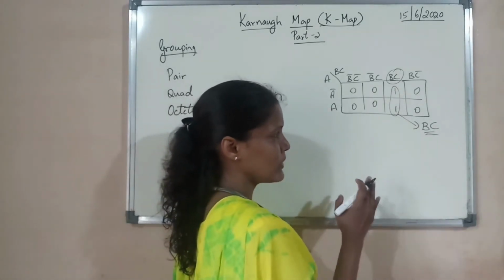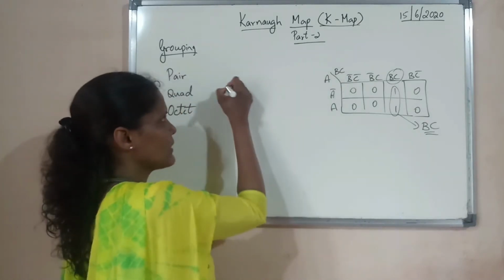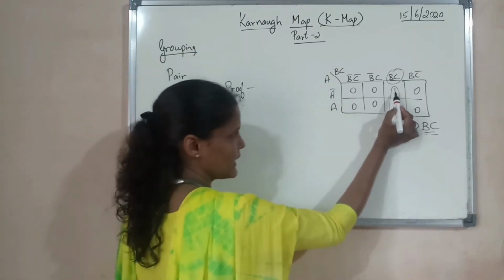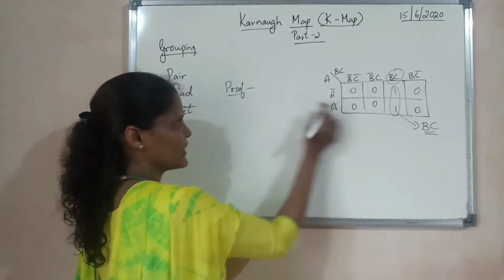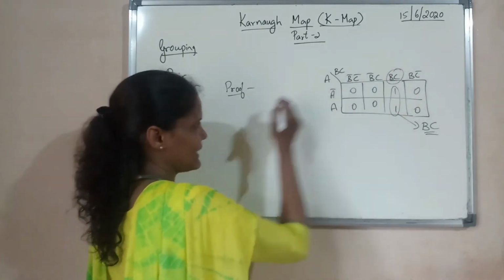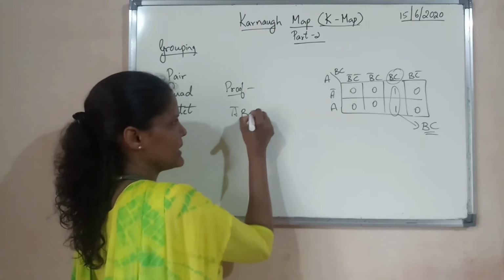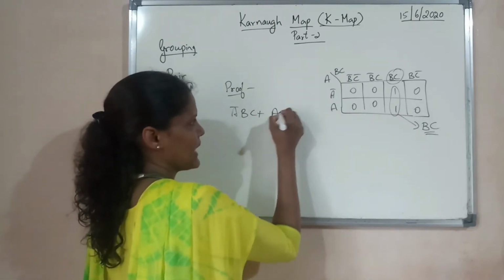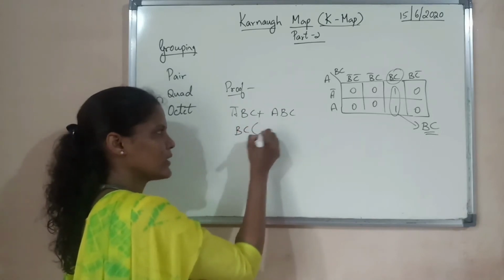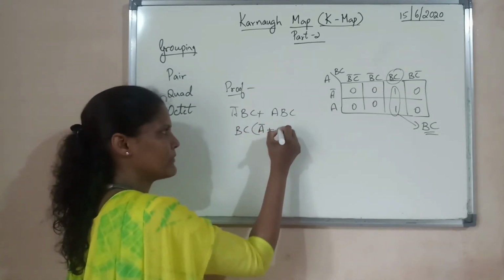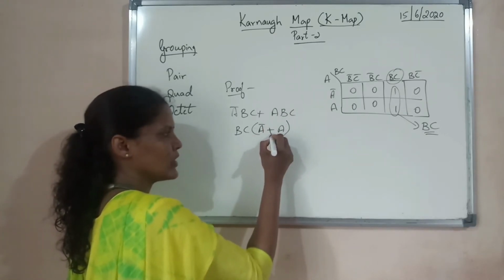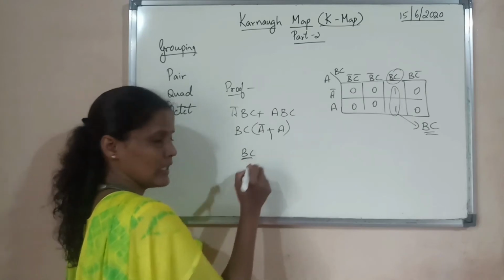When I try to simplify this using the traditional method, for this particular one, the expression is equal to, just coinciding this row as well as this column, A bar BC plus ABC. In between these two, we take BC as the common factor, and within the bracket I am left with A bar plus A, whose value is equal to 1. So BC is the answer.